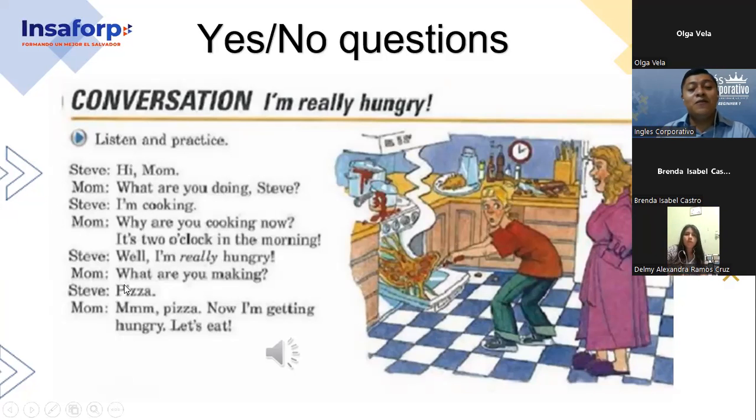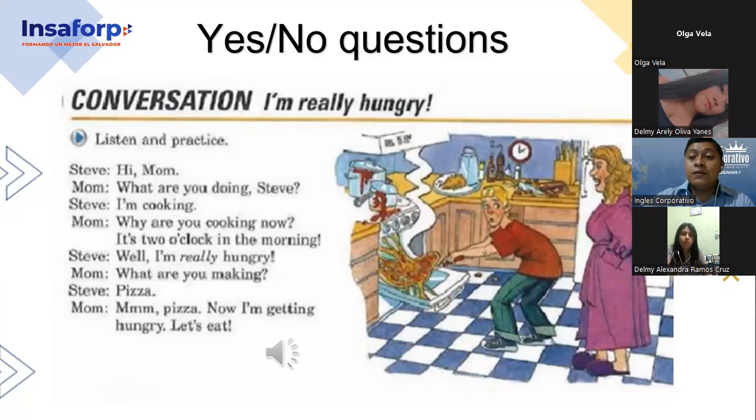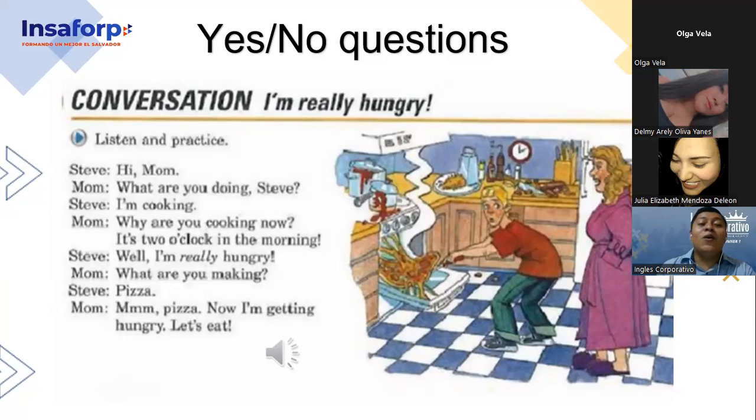I need volunteers to practice this small conversation. Who wants to try? Who wants to participate? Okay, Olga and Delmi. Olga, you are Steve, and Delmi, you are Mom. Hi, Mom.